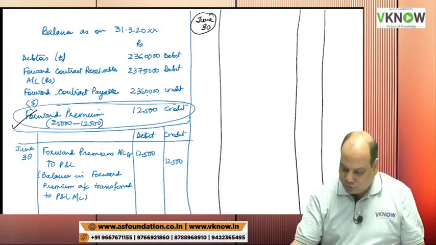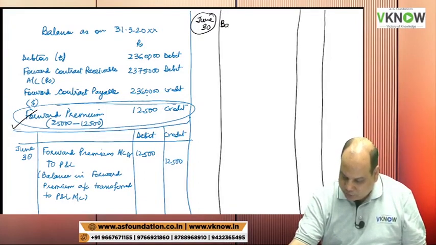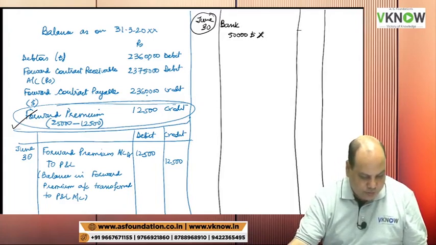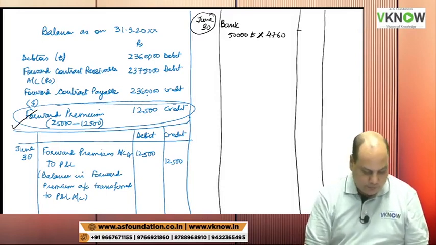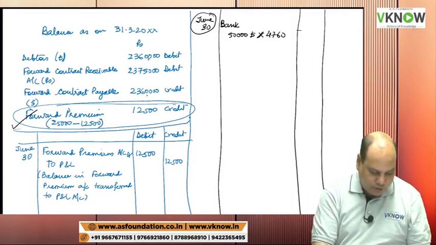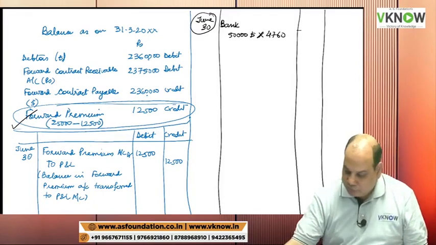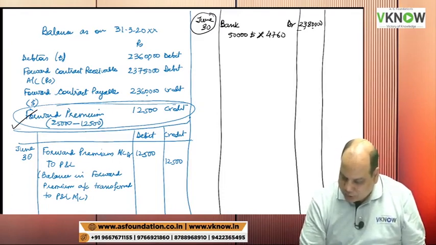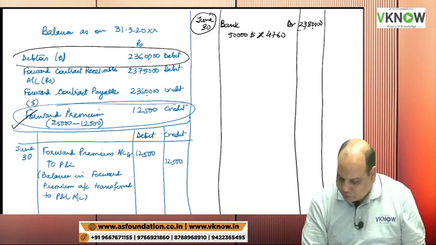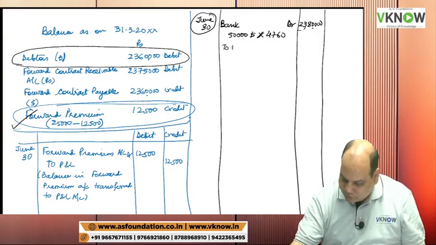So on 30th June, debtors will pay me $50,000 and the exchange rate on that day is 47.60. Multiply 50,000 into 47.60. So I will get in my bank 23 lakhs 80,000. But the debtor balance in my book is only 23 lakh 60,000.